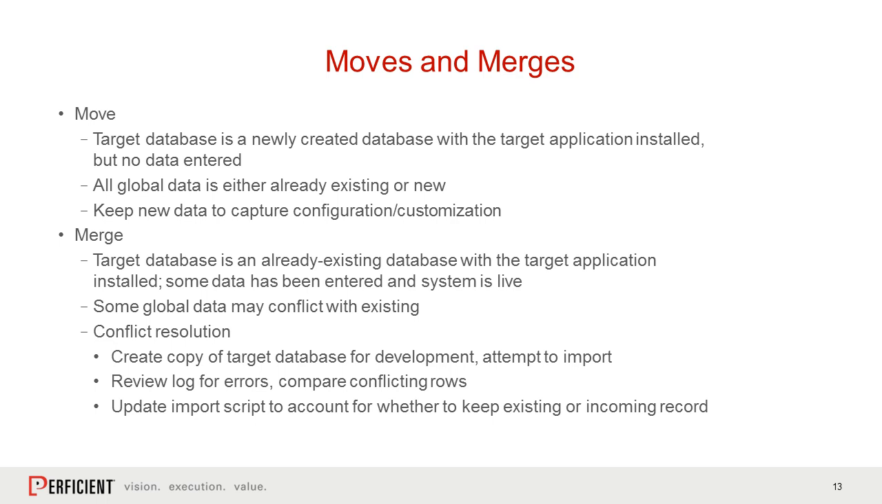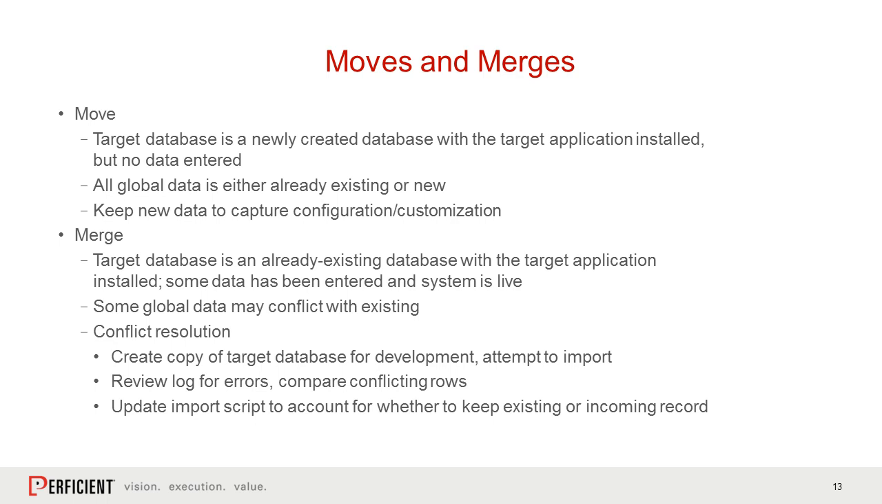It's being used. You're going to take it offline for the migration, but the point is that it already has study data in it. And some of the incoming global data may conflict with what's already there, especially if you moved a study from a certain database and then you move another study from that same source database, and some of the global records have changed in the interim. So what do you do? You need to have a conflict resolution process.